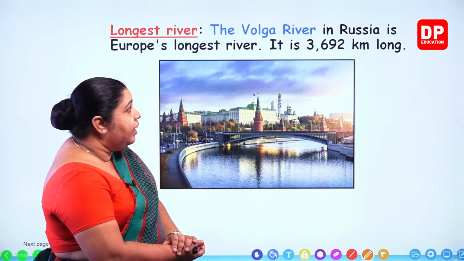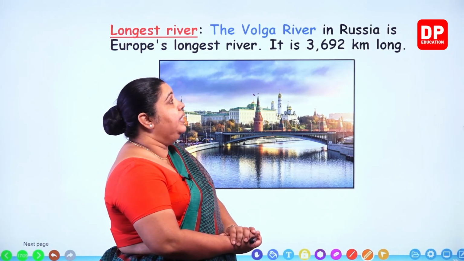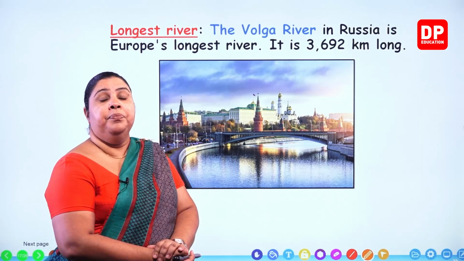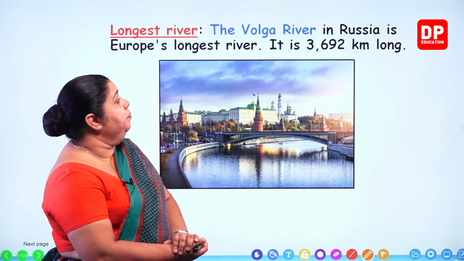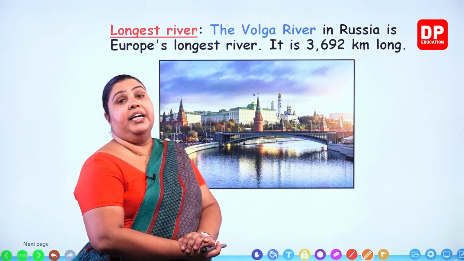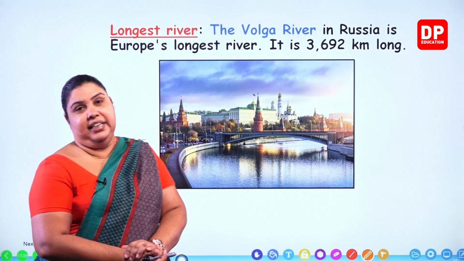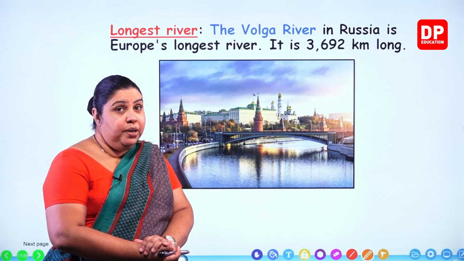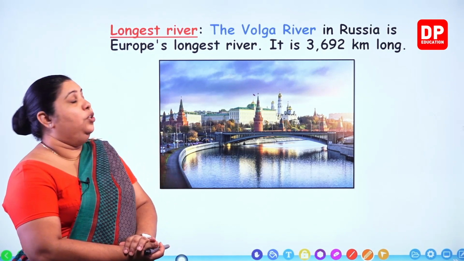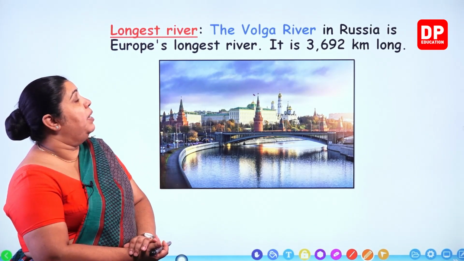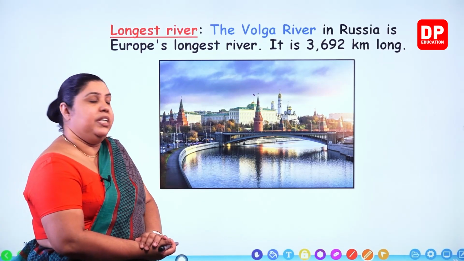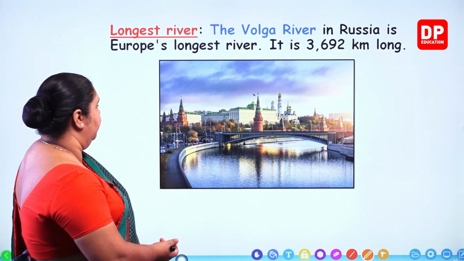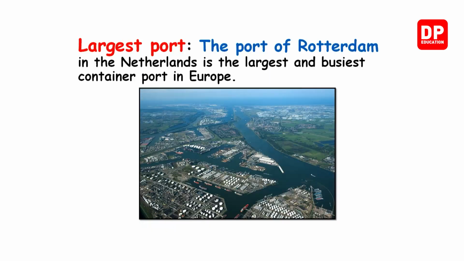It is 3,692 kilometers long. How long is that river? 3,692 kilometers long. So what is the longest river in Europe? It is the Volga River. It is in Russia. This is the picture of the Volga River. See how clean that is?